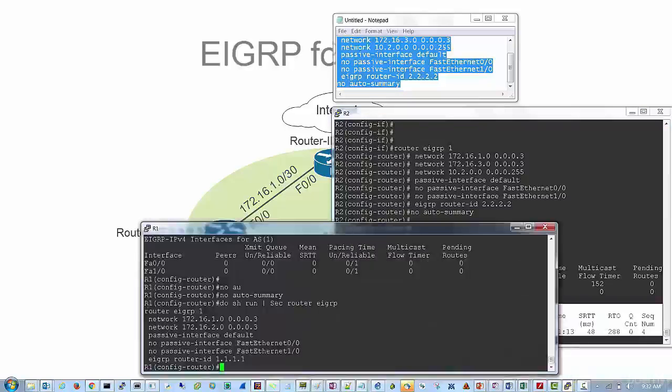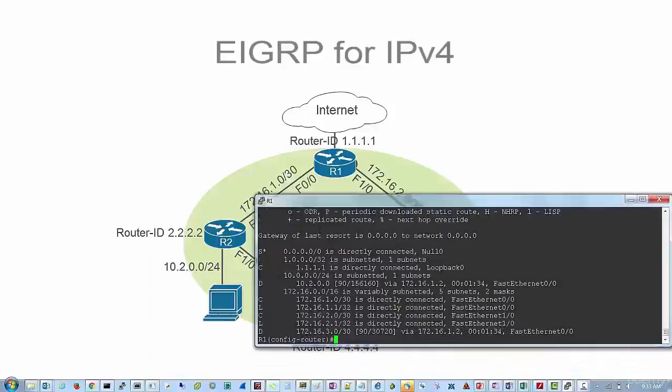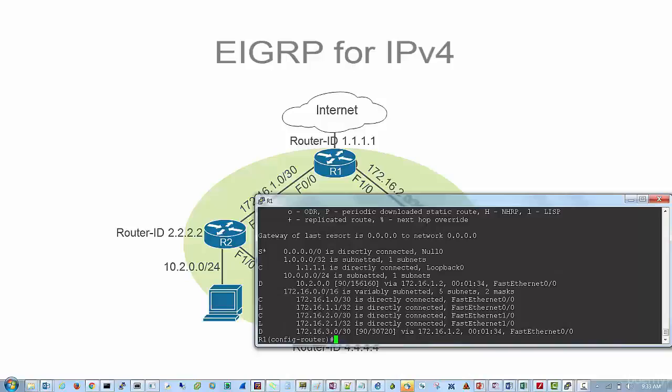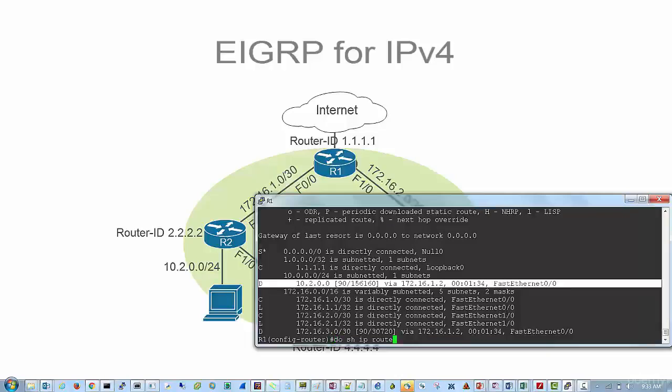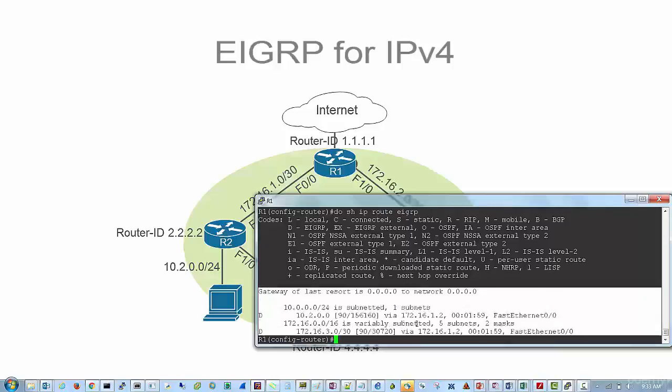Let's actually hop over to R1 real quick. And if we run show ip route, we should see some EIGRP routes now. Alright, so here we go. We have this route in our routing table that has the D flag. If we look at our code values, D stands for EIGRP. Actually, an internal EIGRP route, so a route we learned from our local autonomous system. And then you can actually also run show ip route eigrp, and it will only show you EIGRP learned routes.